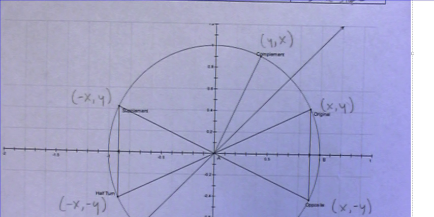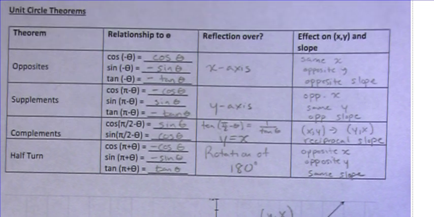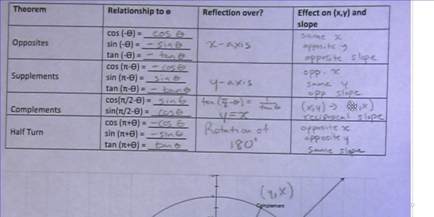So from this we can say that yes, the x's and the y's are switched. When we reflect over the line y equals x, the point x, y essentially turns into the point y, x. So the cosine, the x-coordinate under a complementary rotation, is the same as the y-coordinate under the original rotation. The y-coordinate under a complementary rotation is the same as the x-coordinate under the original rotation.